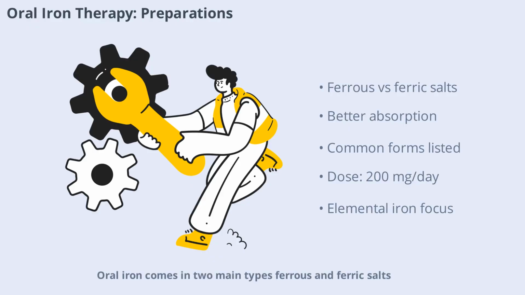Oral iron comes in two main types: ferrous and ferric salts. Ferrous salts are preferred due to better absorption and cost-effectiveness. Common forms include sulfate, fumarate, succinate, gluconate, and aspartate.